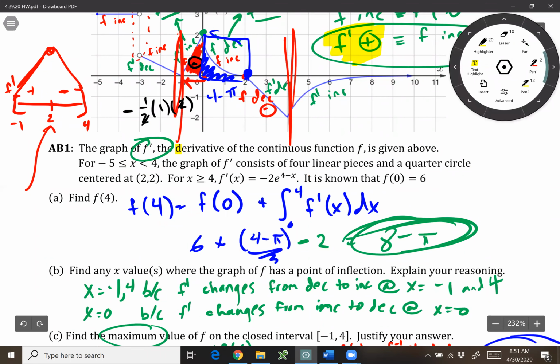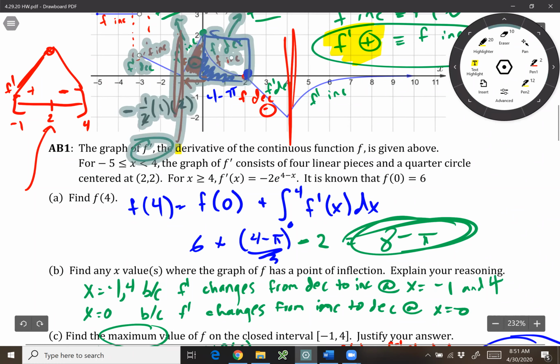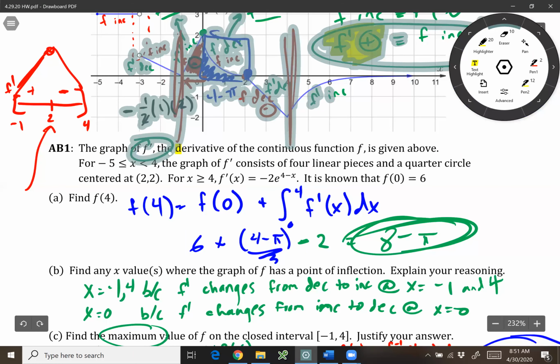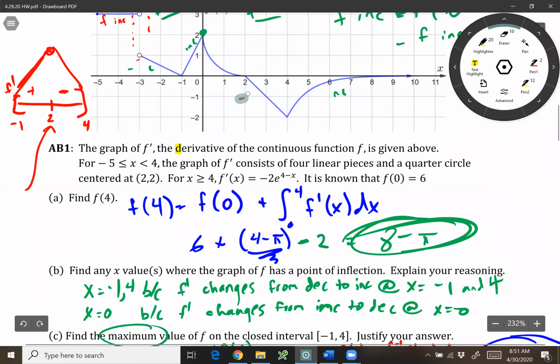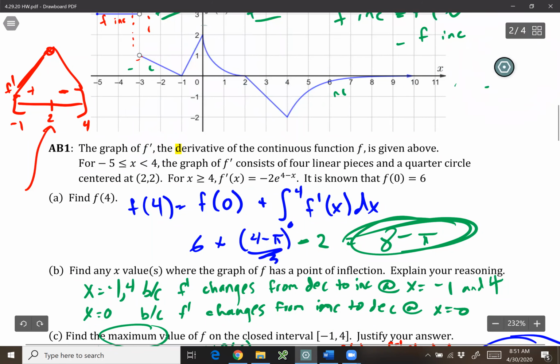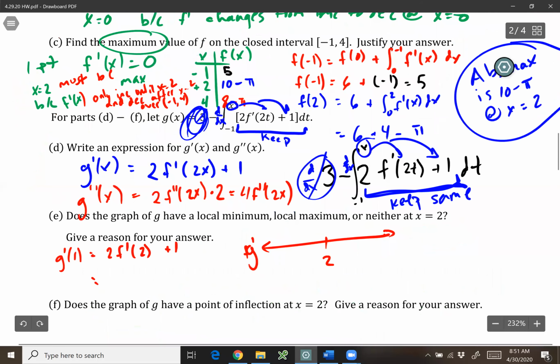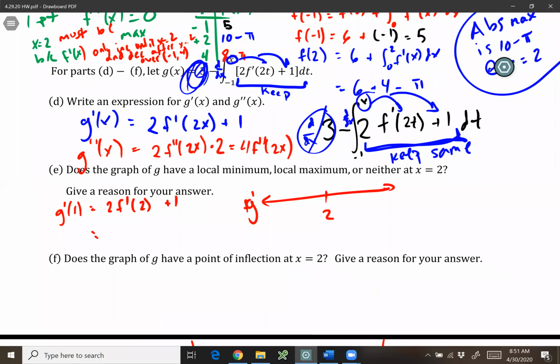Okay, f prime of 2 on our graph is this y value because it's the f prime graph, so it's 0. So 2 times 0 is 0. 0 plus 1 is 1, but all we cared about, because we're doing a number line, is that it's positive.